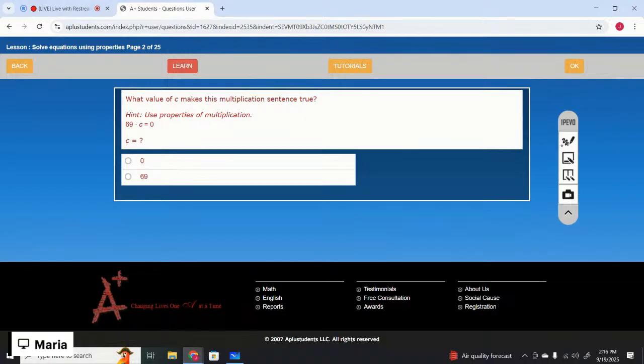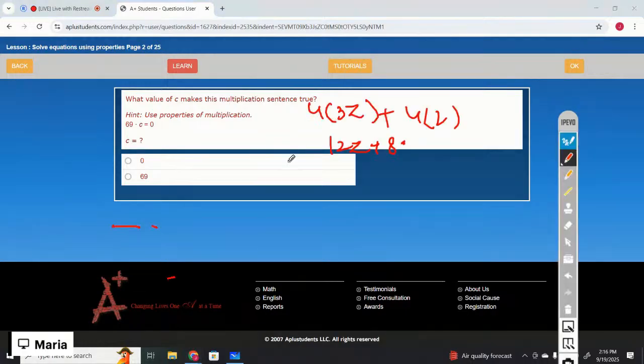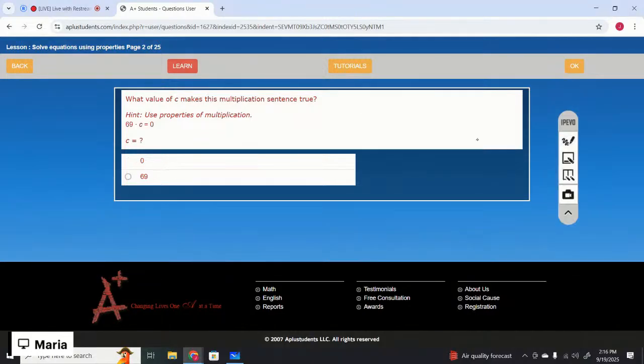What value of C makes the multiplication sentence true? 69 times C equals 0. So what number times 69 makes 0? It is 69 times 0. So C equals 0. Option number 1 is the correct option. 69 times 0 equals 0. So C equals 0.